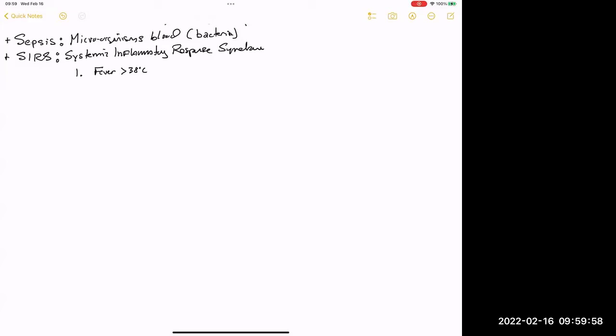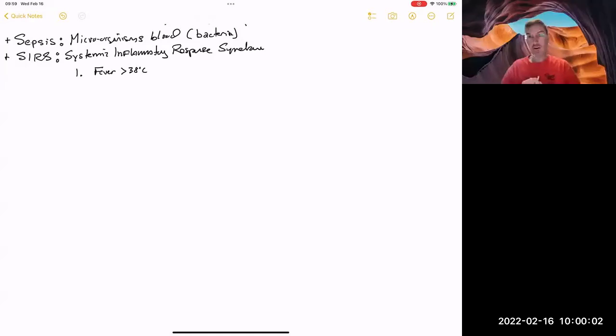Or is it 34, 36? About 37 is normal body temperature. That's about 98.6 right in there. All right, so greater than 38, or less than 36, or less than 36 degrees Celsius.